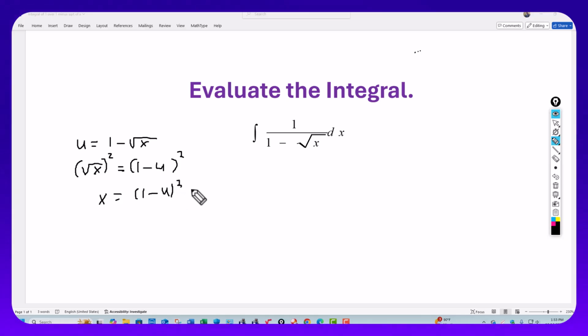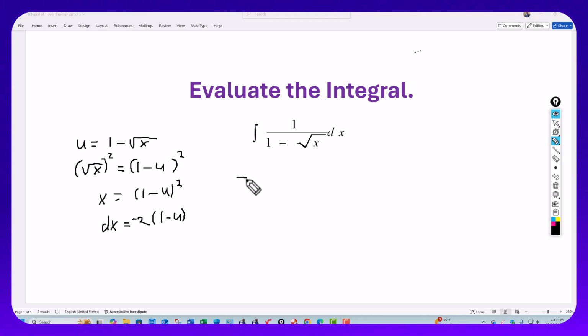Instead of squaring this out and then taking the derivative to find dx, I'm going to first take the derivative here. On the left side I get my dx. On the right side, general power rule here, the 2 comes out front, subtract 1 from the exponent, so this becomes a 1. And then the chain rule, the derivative of 1 minus u gives me a minus, so that multiplies this out here.